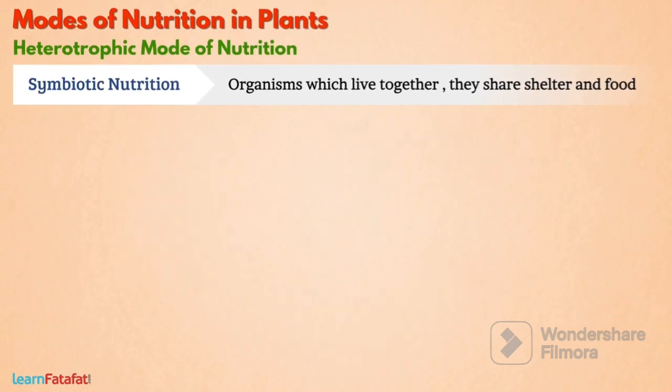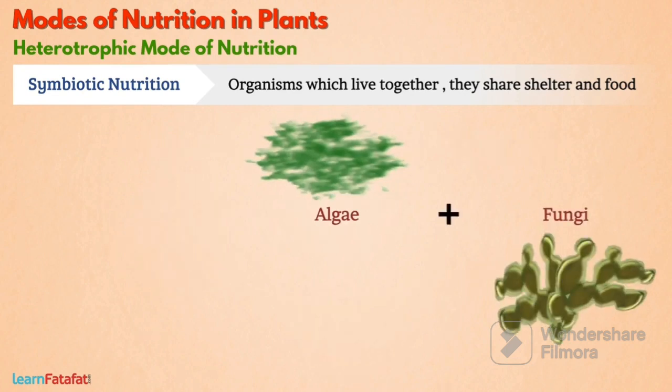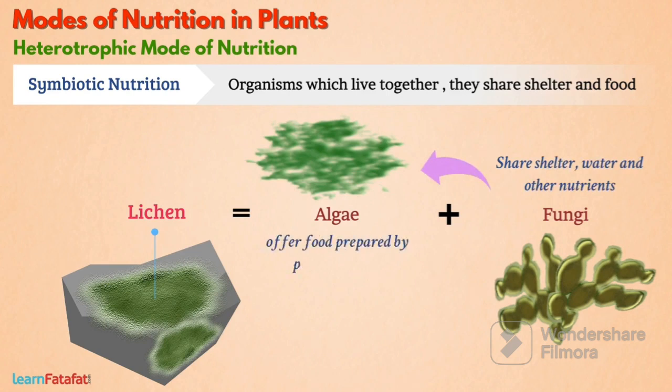Another example of symbiosis is algae and fungi. It is called lichens. Fungi share shelter, water, and other nutrients with algae. In turn, the algae offer food prepared by photosynthesis to the fungi.